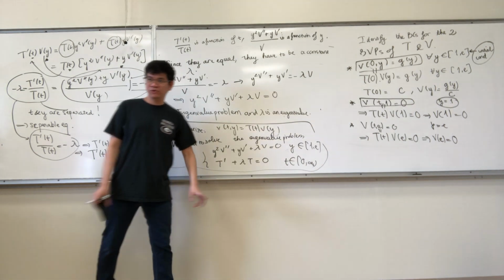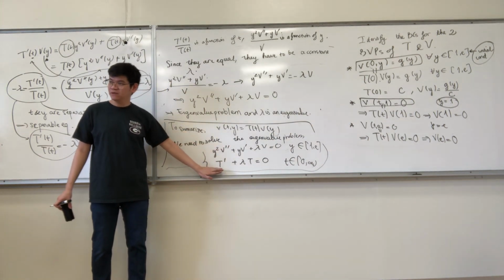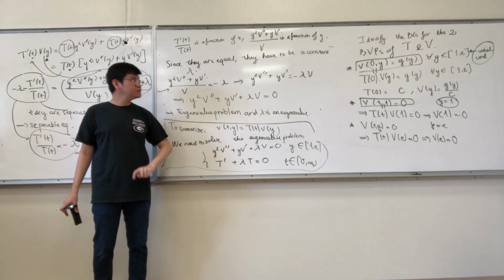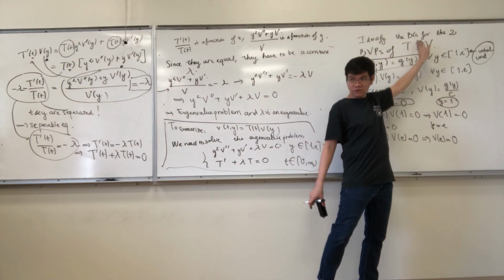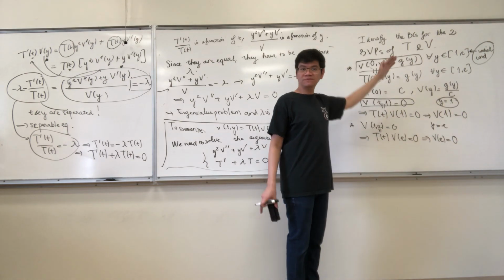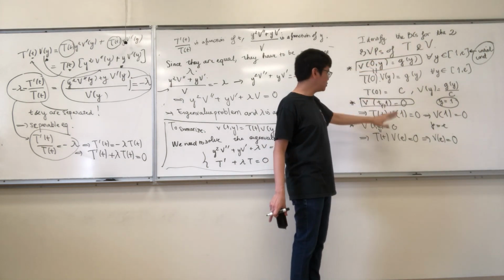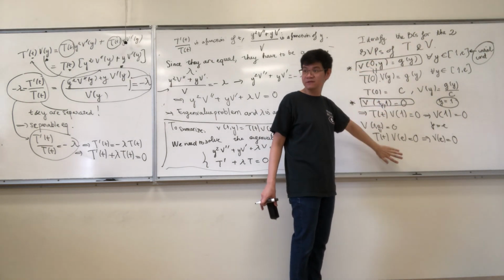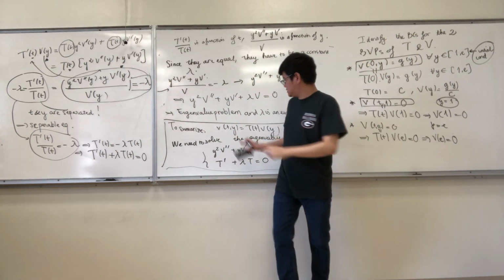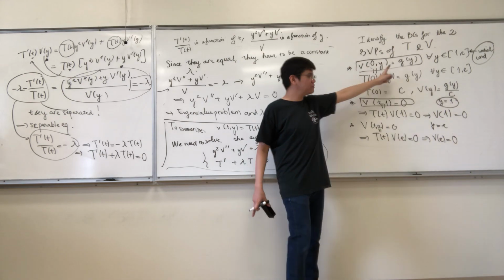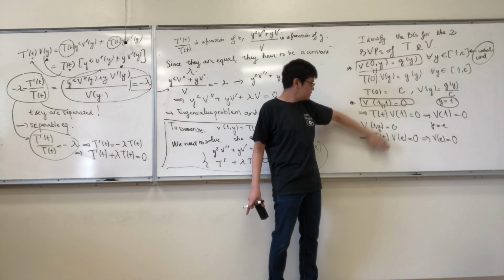by separable, you obtain 2 equations. After you obtain 2 equations, you have to identify the boundary condition for the 2 equations. To obtain the boundary condition, you have to plug this and that back into the boundary condition of V, and you get these boundary conditions.